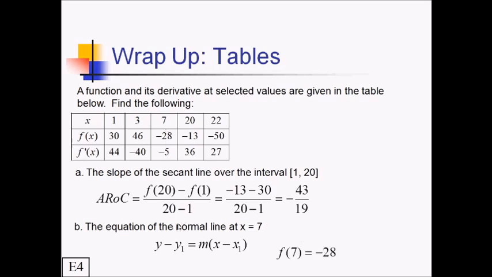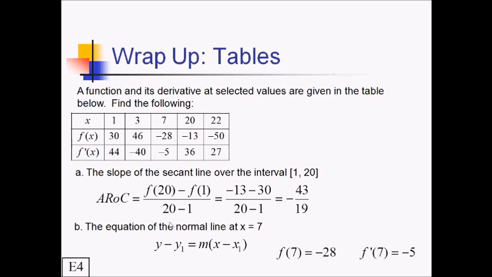And now we also need the m value, the slope. The normal line, remember, that is perpendicular to the tangent line. So we need to start with the instantaneous rate of change, the instant slope. Looking that up in the table, that's what this f prime is telling us. F prime of 7 in the table is negative 5. So I need the reciprocal then, the negative reciprocal of negative 5.